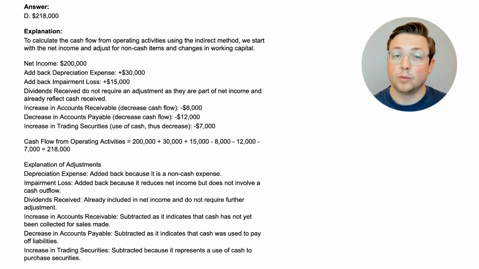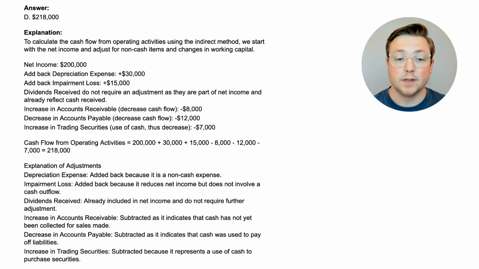To calculate it with the indirect method, you start with net income. You add back the depreciation expense because on the income statement, that decreased income, but no cash actually went out. So you have to basically add it back to get the correct cash flow. You add back impairment loss because, again, that's a loss that decreased net income, but no cash actually was lost from that, so you add it back.